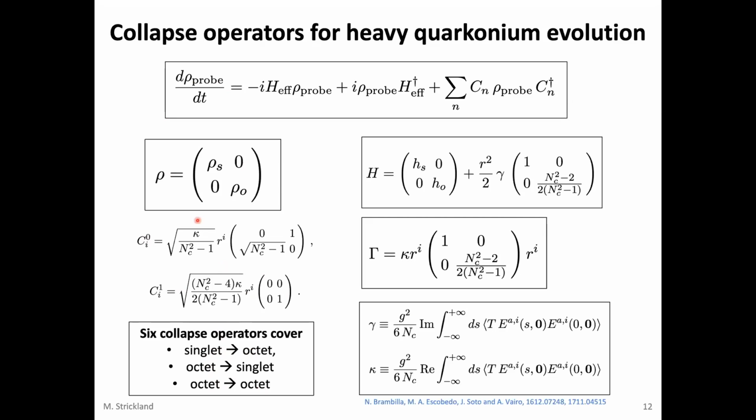You can factorize the total density matrix into two blocks, essentially, which are the singlet part and the octet part of the density matrix. And you can also write down this effective Hamiltonian that's appearing up there with some singlet and octet parts, some real part, which comes from in-medium modifications.